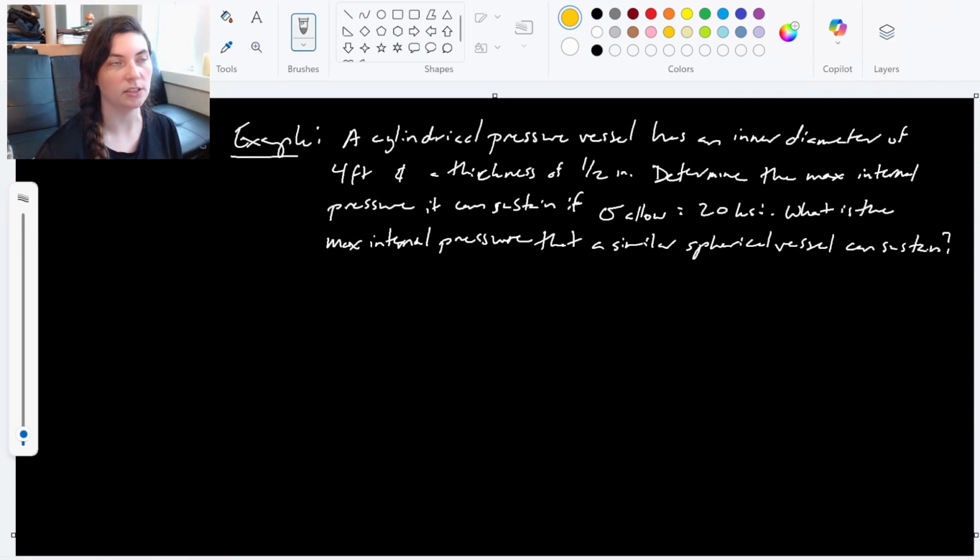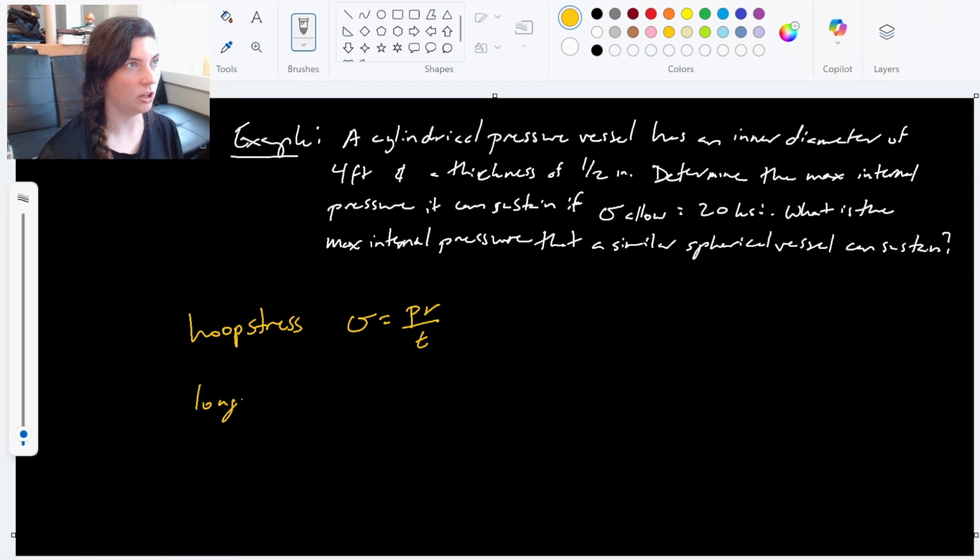So we're looking for the maximum pressure that a cylindrical vessel can handle. A cylindrical vessel, if we recall, has those two stresses. It has the hoop stress, or the circumferential stress, which is our sigma, our normal stress, equals pressure times radius over wall thickness. And then we have that longitudinal stress, given by pressure times radius over 2 times wall thickness. So before we even calculate anything, which one of these is going to be the limiting factor?